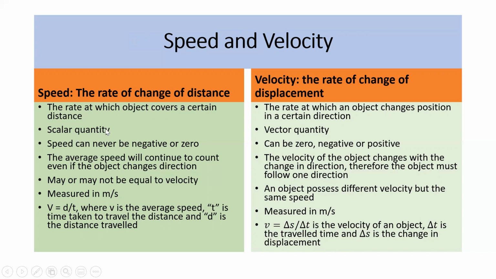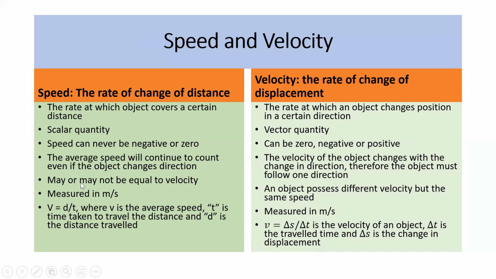Speed is a scalar quantity. Velocity is a vector quantity. Speed can never be negative or zero. Velocity can be zero, negative, or positive. We can say the average speed will continue to count even if the object changes the direction. The velocity of the object changes with the change in direction. Therefore, the object must follow one direction.